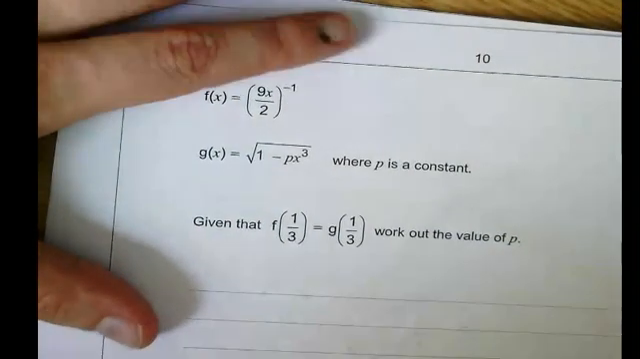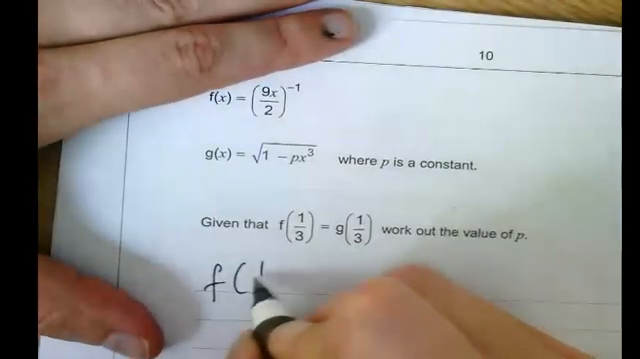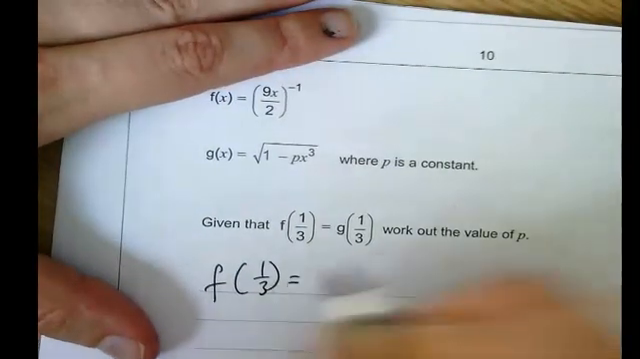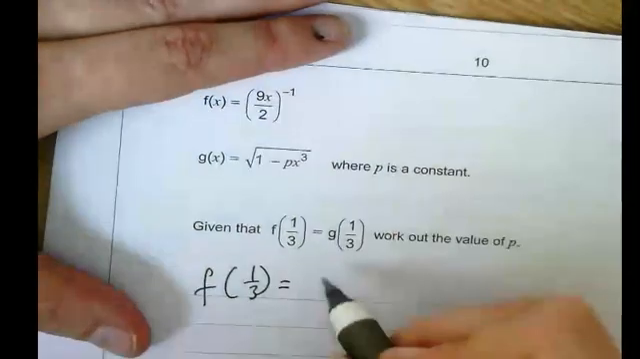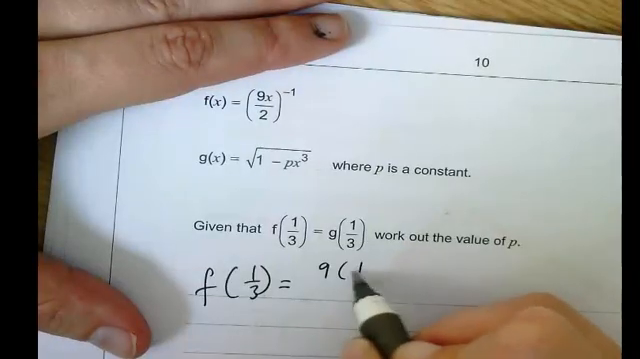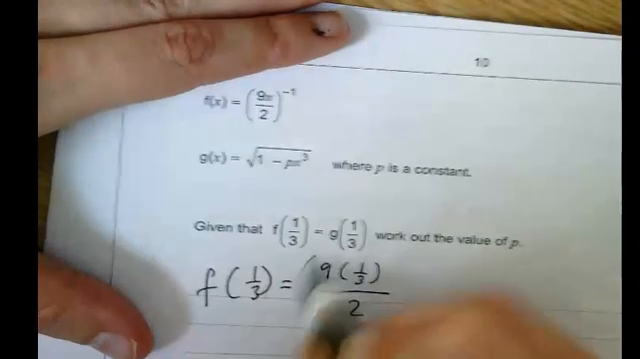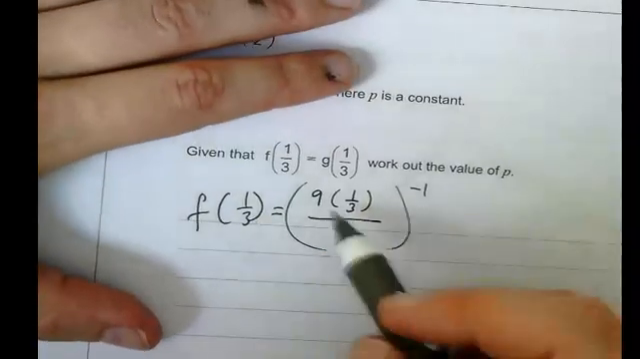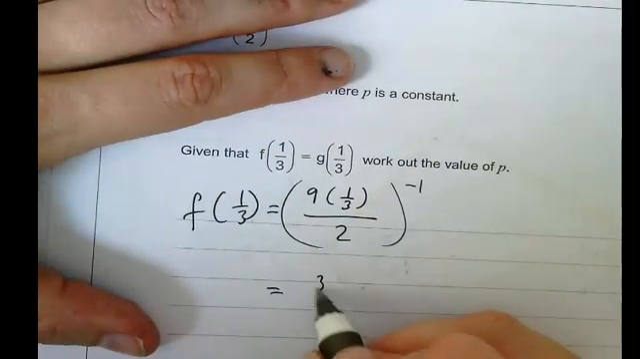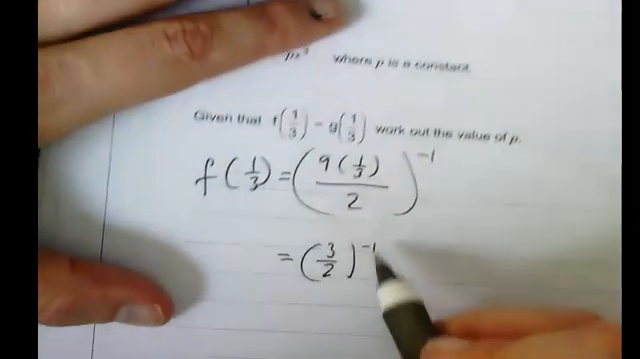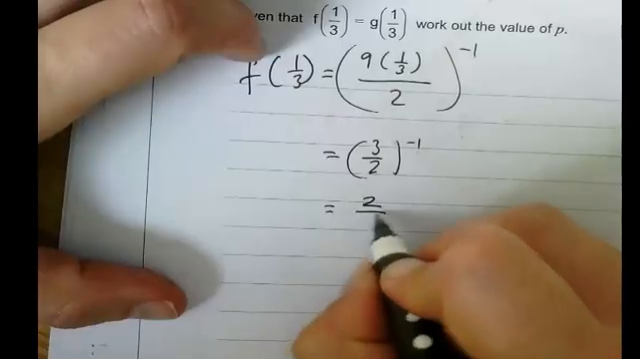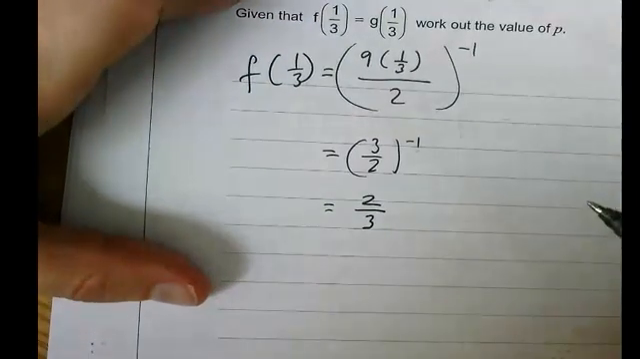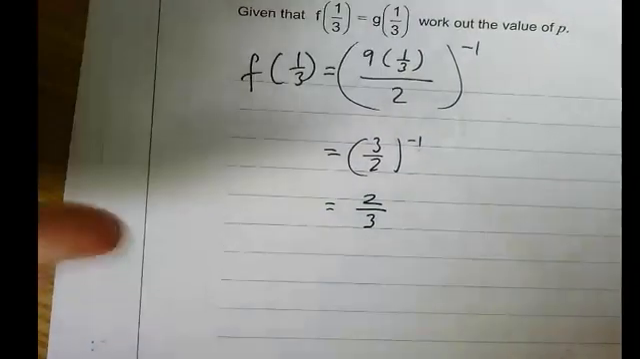Okay, I'm going to start by seeing if I can work out f of 1/3, which means I'm substituting 1/3 into f of x. So that's going to be 9 lots of a third over 2 to the negative 1. 9 times a third is 9 over 3, which is 3. So 3 over 2 to the negative 1. Negative power means I take the reciprocal, and if I've got a fraction, that means I flip the fraction. So that's 2/3. And that is equal to g of 1/3.